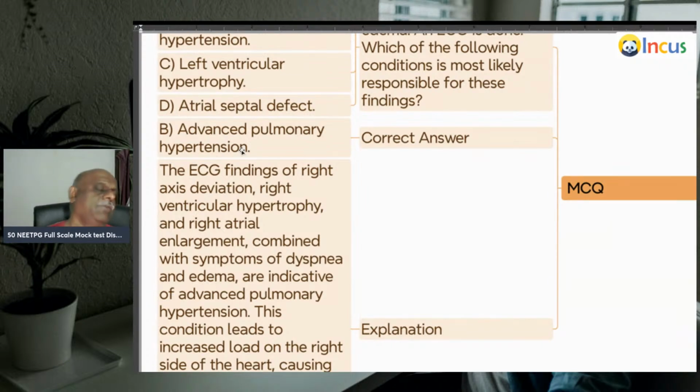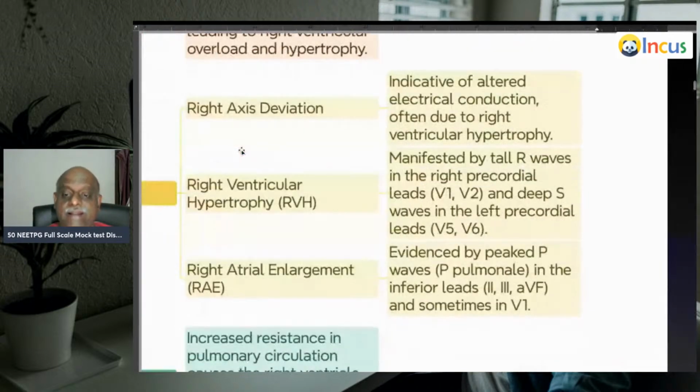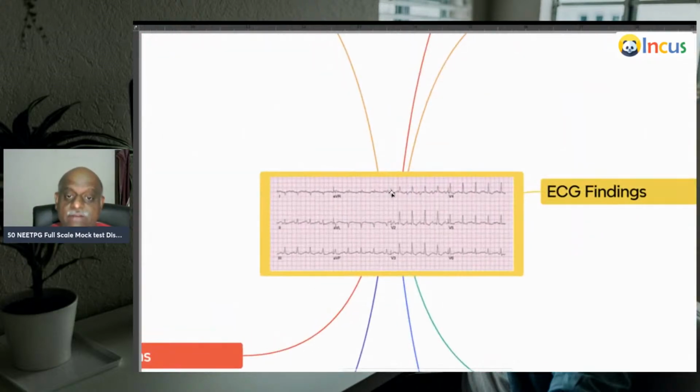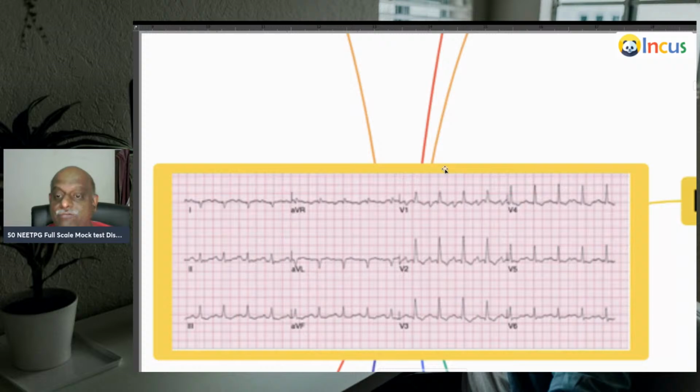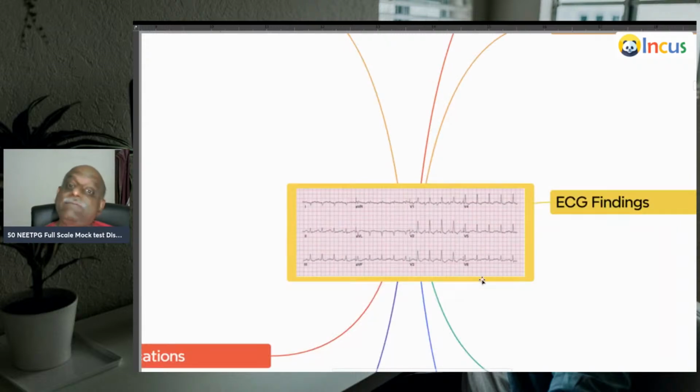hypertrophy, prominent R waves in the lead V1. V1 is a right-sided lead. V1, V2 are right-sided. V5, V6 are left-sided leads. So typically you find a prominent R wave only in the left-sided leads because the electrical axis passes from right towards left.